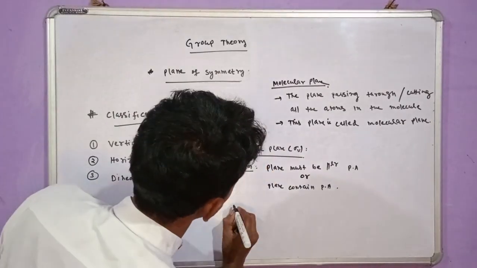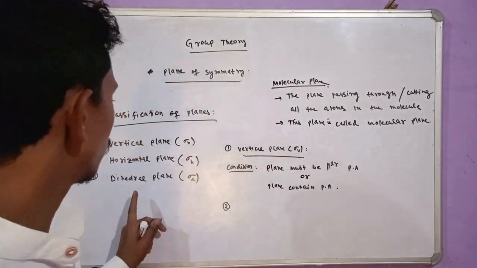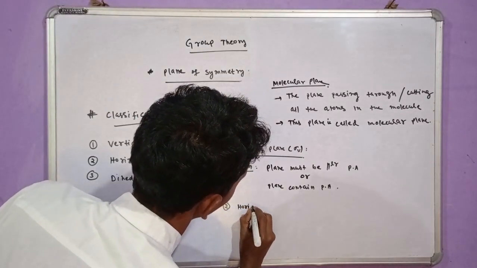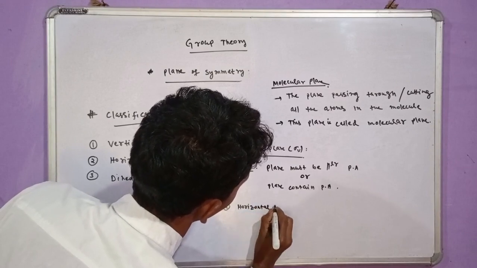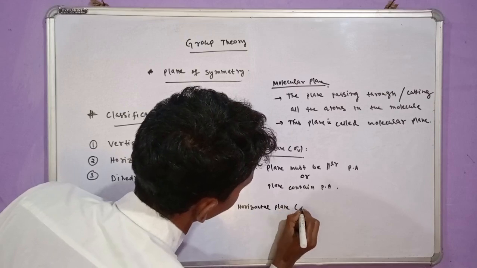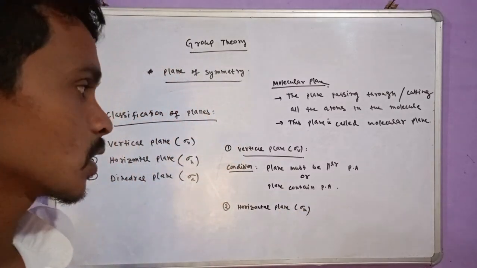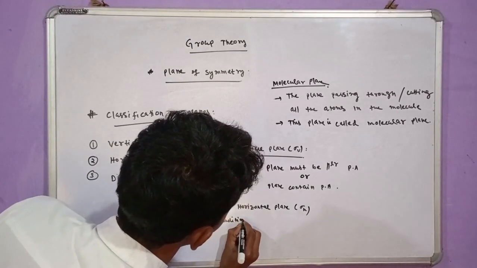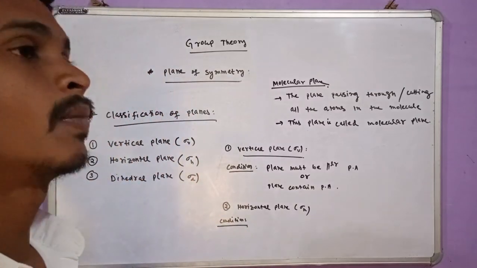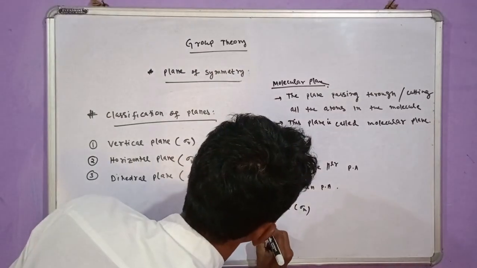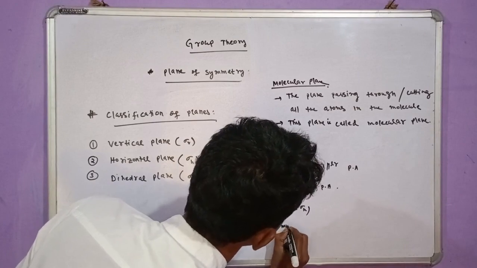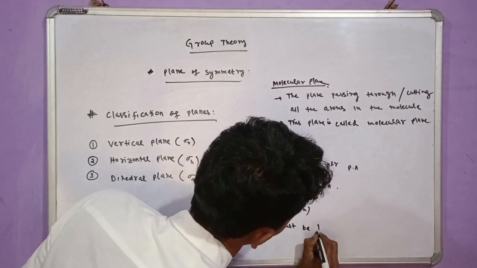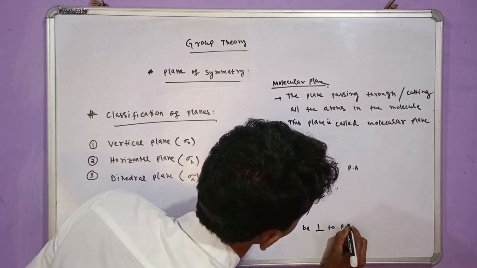Nothing other than that. The only condition is that the plane must be parallel to the principal axis or contain the principal axis. Second case, what do you mean by a horizontal plane? For the horizontal plane, that is sigma h, what is the condition? Remember that the condition is very, very important. The condition is that the plane must be perpendicular to the principal axis.